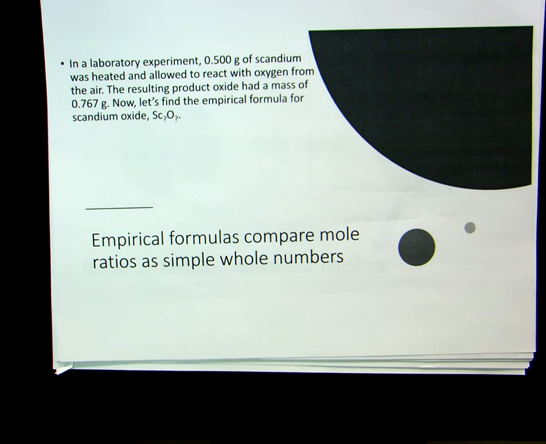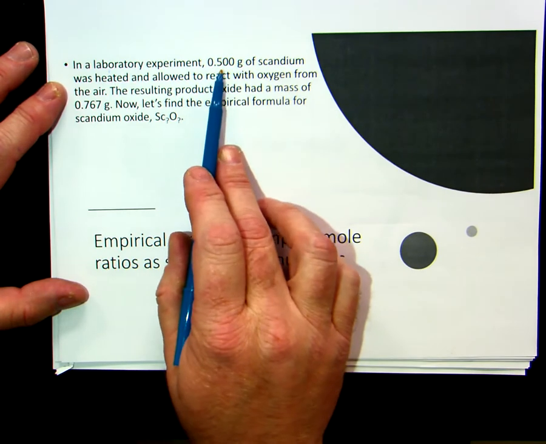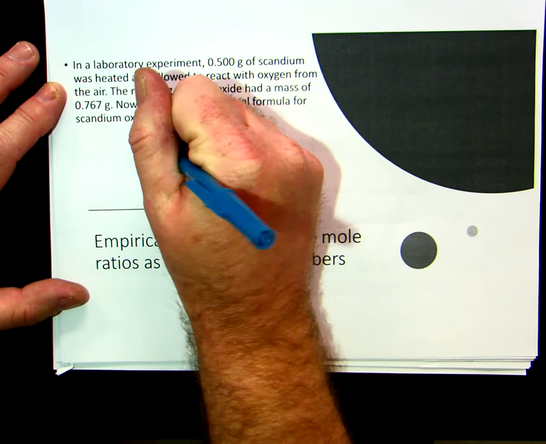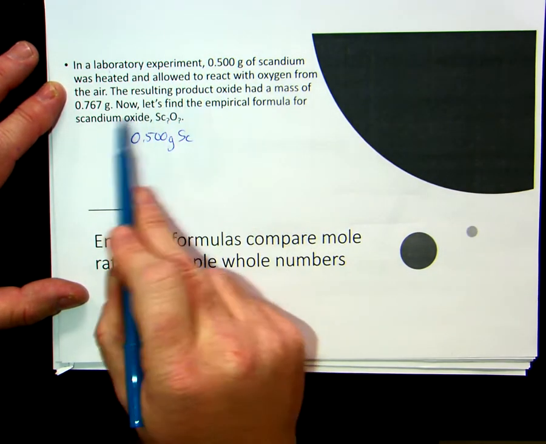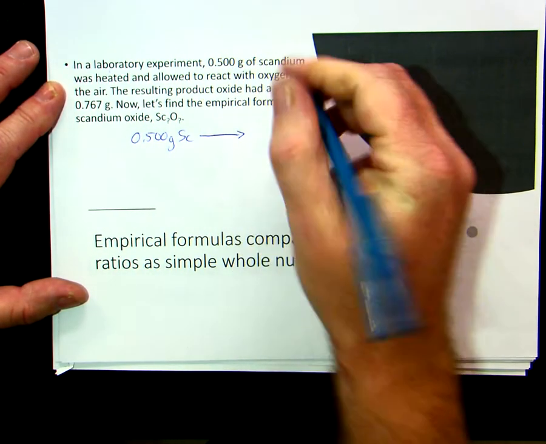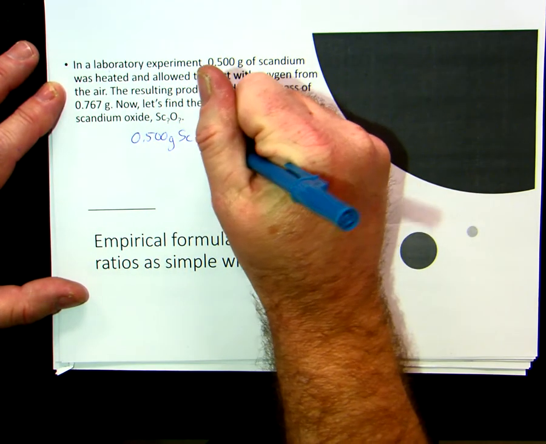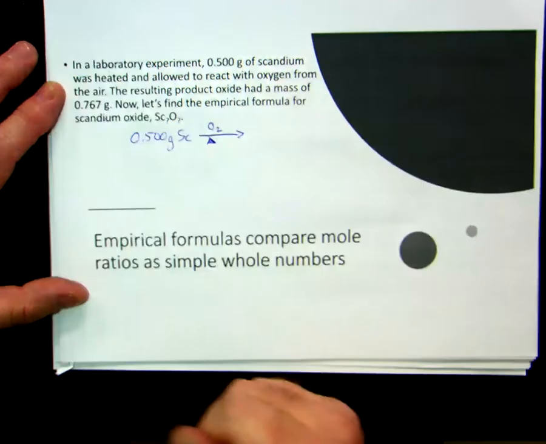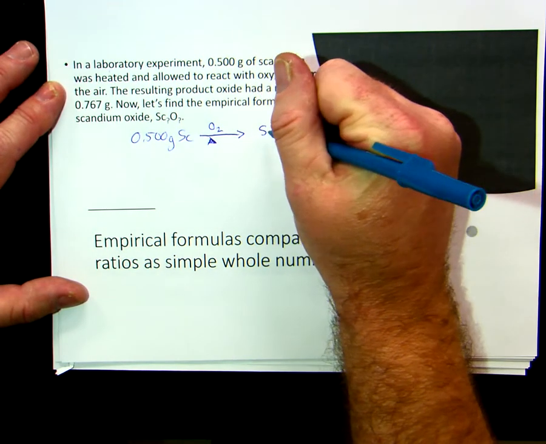All right, so let's start off by describing this experiment. This experiment saw someone take half a gram of scandium. So they had 0.5 grams of scandium. And then it says they were allowed to react it with oxygen from the air. Okay, so it reacted and it formed a scandium oxide. So what they're saying is they heated it up and then they added O2. It had O2 around it, and then somehow in that process it formed an oxide.